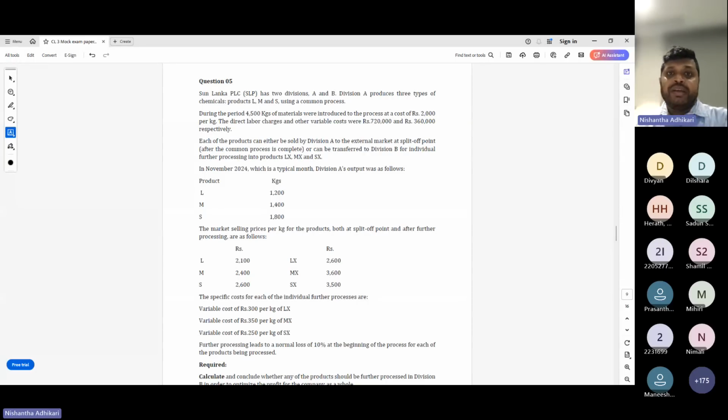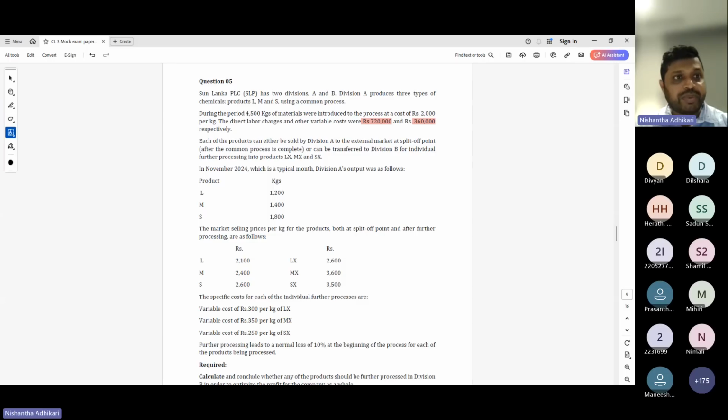Remember, guys, when we are going to make a further processing decision, the cost incurred in the common process, like these 4,720, is irrelevant, right? Because when you're making a further processing decision, the cost you have already incurred is not relevant. Therefore, for a further processing decision, you have to compare.